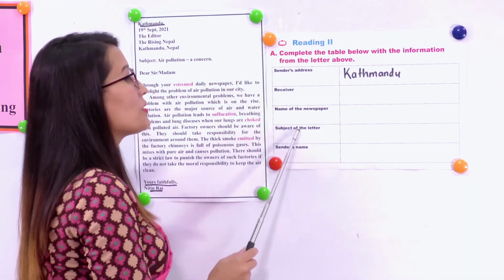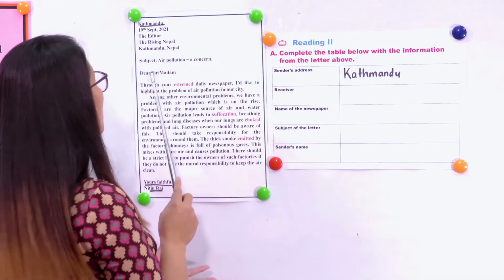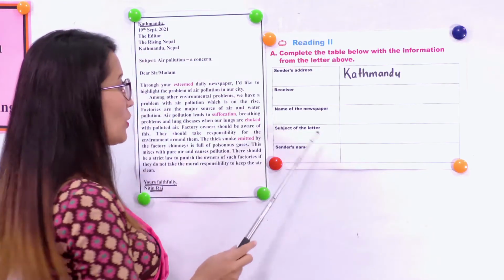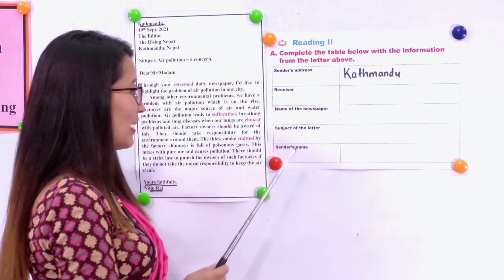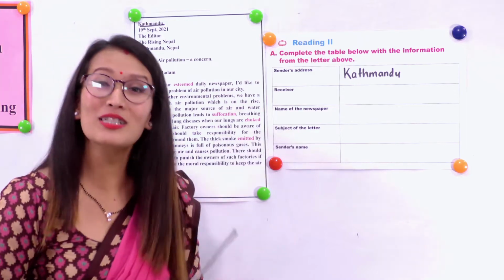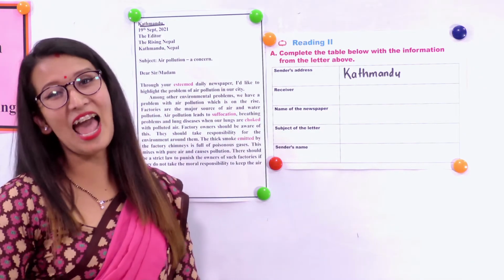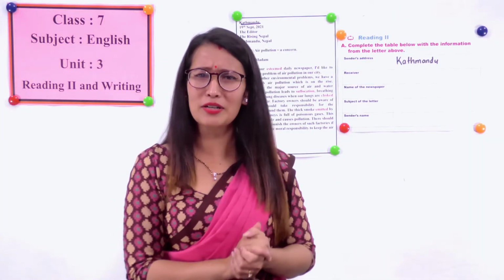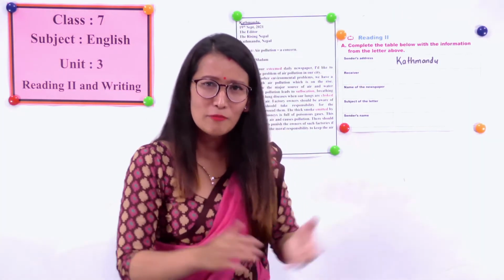Okay. Subject of the letter. What is the subject of the letter? Subject, drainage problem. Yes? No. Okay. So write down the correct one. Okay. Sender's name. Who is the sender? Yes, exactly. Did you answer it correctly? Yes or not? Let me tell you the answers.